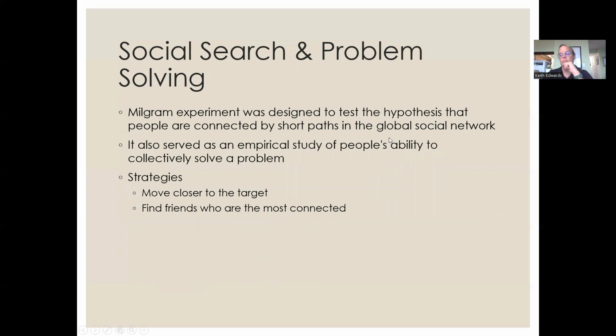The Milgram experiment was designed to test the hypothesis that people are connected by short paths in the global social network, but it also serves as an empirical study of people's ability to collectively solve a problem. How do you get a letter from Omaha, and this is back in the 60s or 70s, to a stockbroker in a suburb of Boston? And basically people aren't aware that they're necessarily collectively working to solve that problem. So, some strategies are move closer to the target geographically, and find friends who are the most connected so that they can reach out. You don't want your friend that doesn't talk to anyone to be the one who forwards the letter, because it likely won't go anywhere.